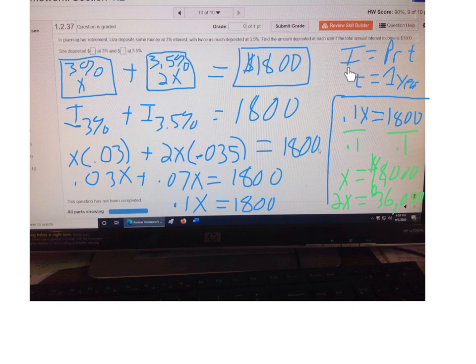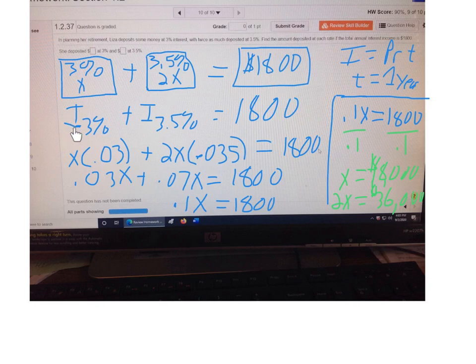So the formula for interest is I equals PRT: principal, rate, and time. They tell you the interest is for 1 year here, so interest would just be principal times rate. I like this figure here. You put X amount in a 3% account, put twice that in a 3.5% account, and together you're going to earn $1,800.